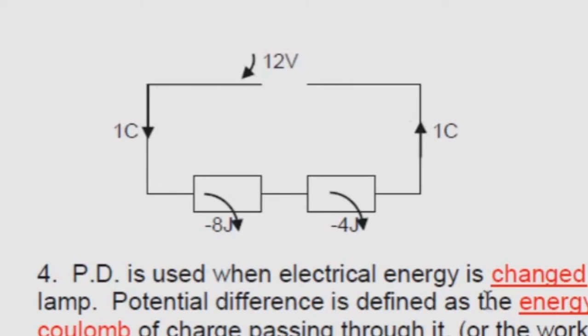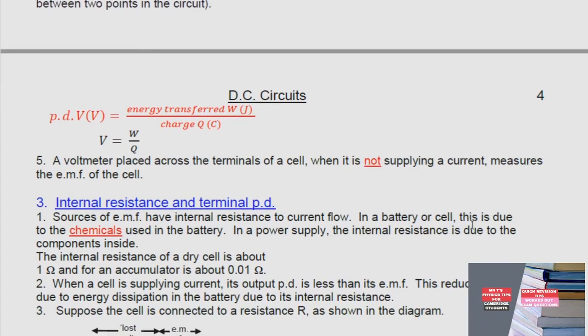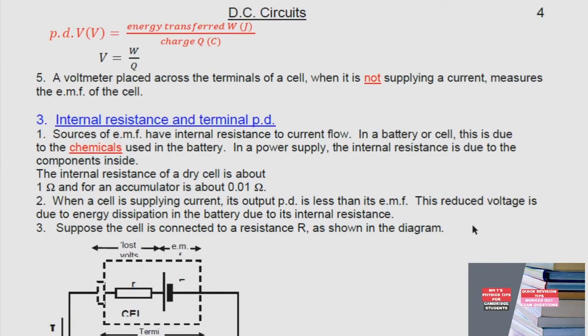PD is used when electrical energy is changed to other forms. So please remember that EMF, electrical energy, is converted from other forms. PD is when electrical energy is changed now to other forms in a component, e.g. a lamp. Potential difference is defined as the energy changed into heat and light per coulomb of charge passing through it, or the work done per unit charge in moving the charge between 2 points in a circuit. So PD is equal to energy transferred over the charge, so V is equal to W over Q. So EMF is equal to W over Q.